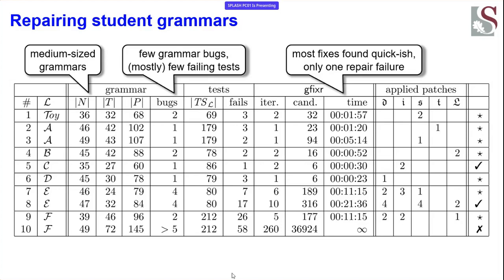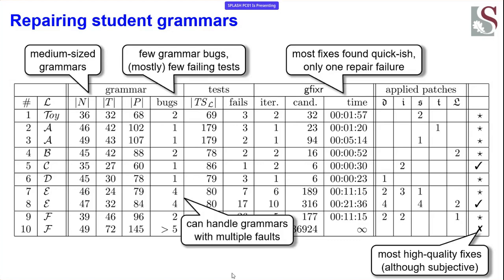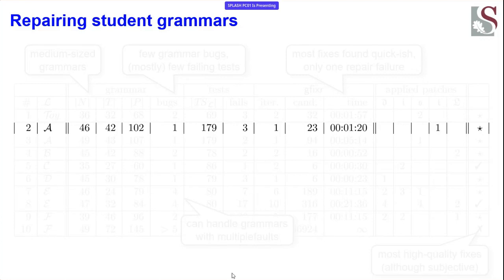And on the right-hand side, you see what different patches have been used. The patches that we found are, we like to claim, of high quality. So everything that has a star patches the grammar to human quality. In some of the cases, we actually do the patch that a human would be doing. A check mark means that it passes all tests, but it's a limited quality fix. And one, as I said, failed completely. We can handle grammars with multiple faults, which is good because students do make multiple faults. Let's look at two examples.